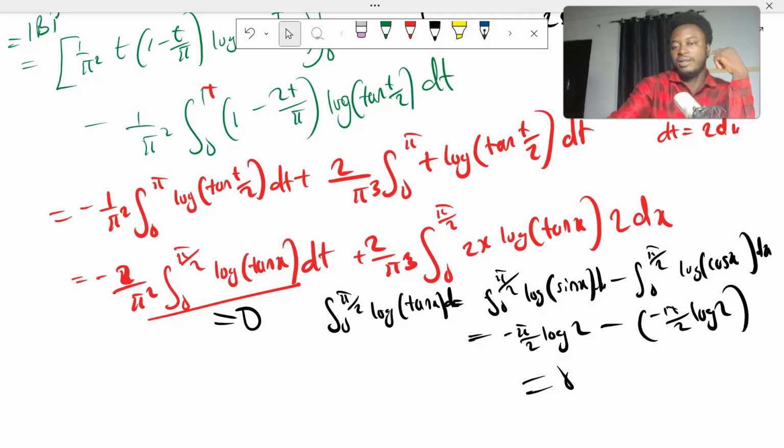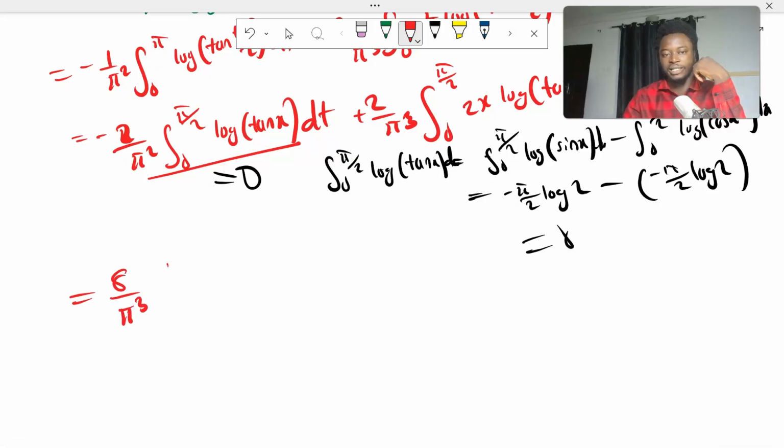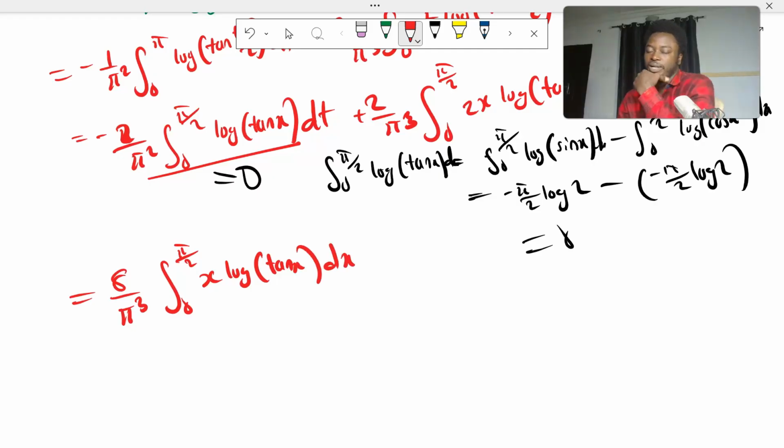So we are now left with 8 over pi to the third power times the integral from 0 to pi over 2 of x logarithm of tan of x dx. So this is a much simpler integral, although it's not so easy to solve, even if it's much simpler. Next up, the way to approach it is to use the so-called Fourier series for logarithm of tan.